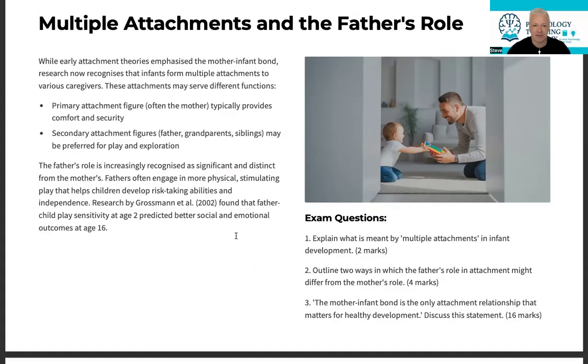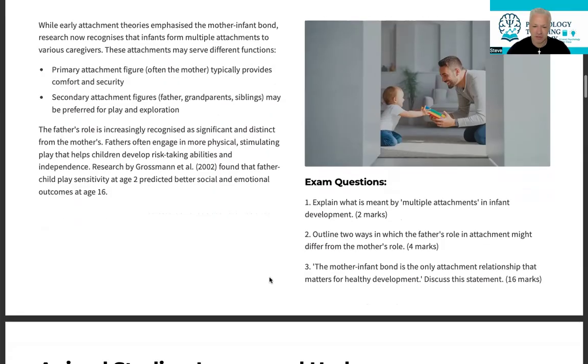And the research by Grossman found that father-child play sensitivity at age 2 predicted better social and emotional outcomes at age 16. There's also research looking at how relationships without a father affect behavior at school as well. It can lead to emotional and social issues.